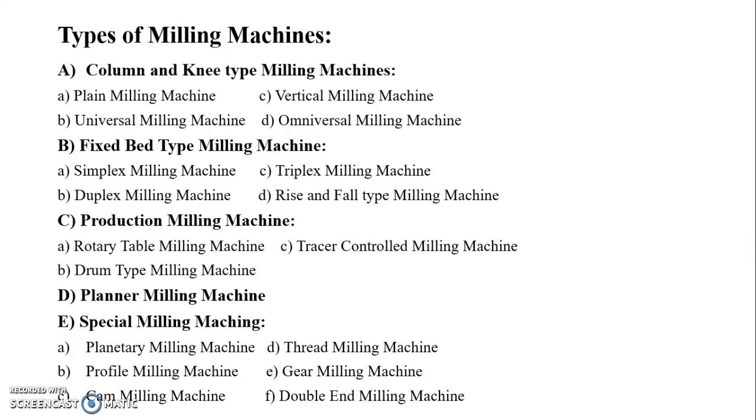Under the category of production milling machine, there are three types: rotary table milling machine, tracer control milling machine and drum type milling machine. Then the fourth type is planar milling machine. Then next, special milling machine. Under the category of special milling, there are six types: planetary milling machine, profile milling machine, cam milling machine, thread milling machine, gear milling machine and double end milling machine. We will see one by one.